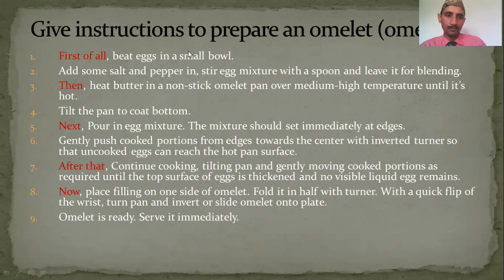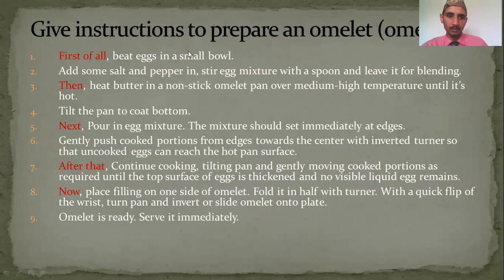Number 7, continue cooking. After that, continue cooking, tilting pan and gently moving cooked portions as required until the top surface of egg is thickened and no visible liquid egg remains. Remember, you prepare, or let's say cook, one side of the egg, yes, down part, and you have to also turn it over, right? So that both sides will be cooked.